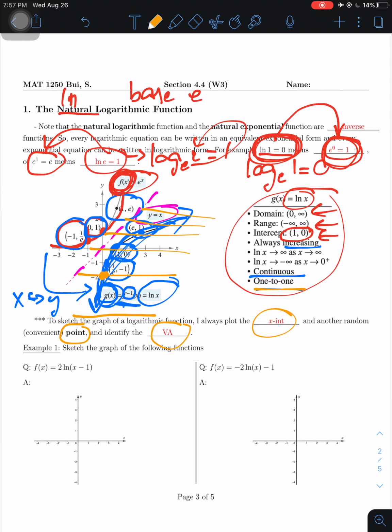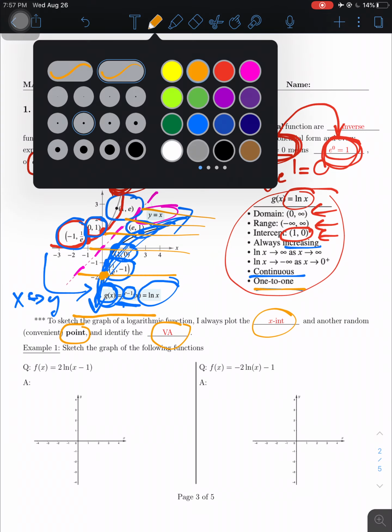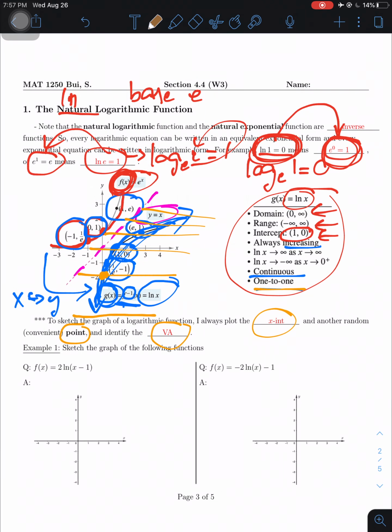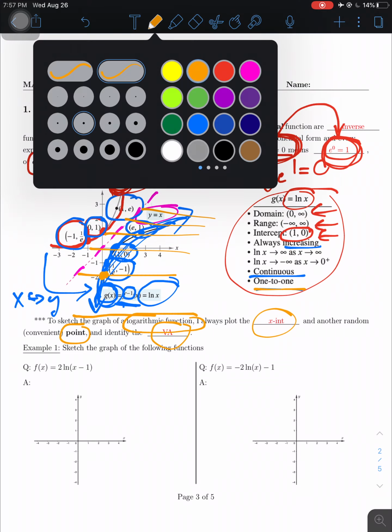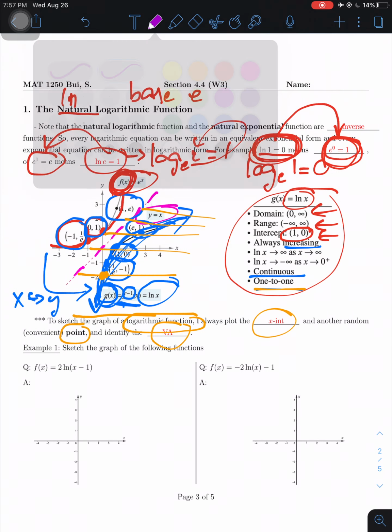Okay, so if this one sounds familiar, then yes, we actually did pretty much the same procedure to sketch the graph of an exponential function, but instead of the x-intercept, we did the y-intercept. So let me circle this. This is a logarithmic function, right? And let me remind you of the exponential function by putting it in purple.